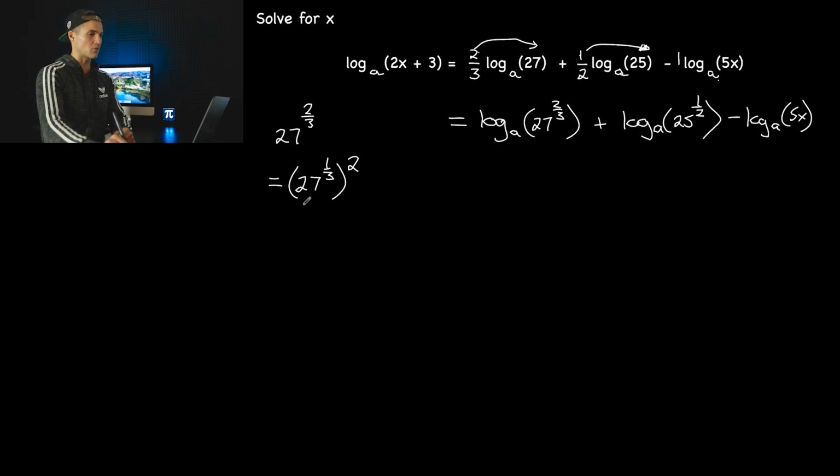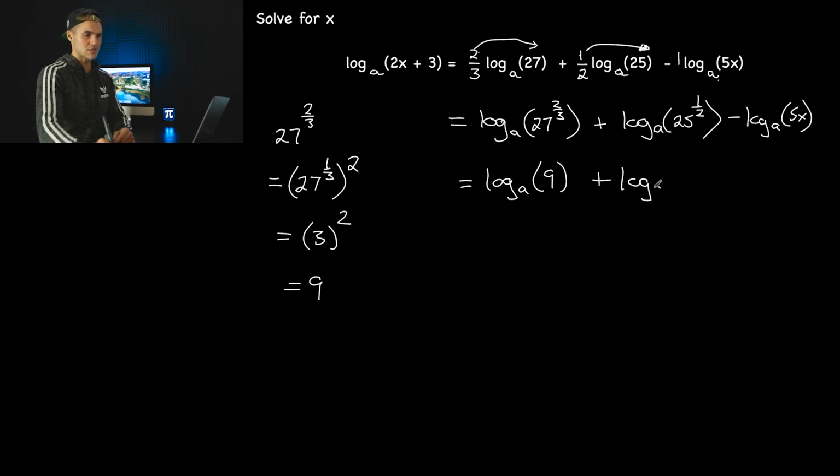So this is 27 to the power of 1 over 3. I'm just splitting up the fraction. 27 to the power of 1 over 3 is 3. 3 squared, that's going to be 9. Right, so this here ends up being log base a 9, because 27 to the power 2 over 3 is 9. And then 25 to the power of a half, well, that is just the square root of 25, right? That's going to be 5, like that, minus log base a 5x, right there.